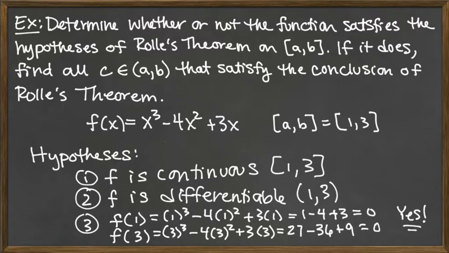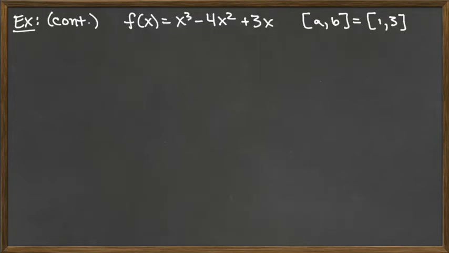Okay. So we see there that Rolle's theorem involved just a little bit more for hypotheses because we had to plug in the endpoints, but for this case we have hypotheses are met. So as soon as we have that the hypotheses are met, we want to start looking at our conclusion.